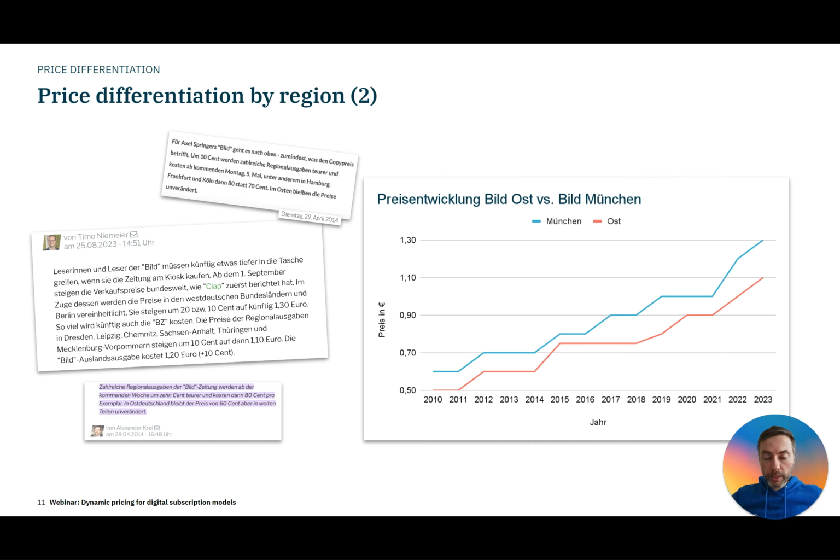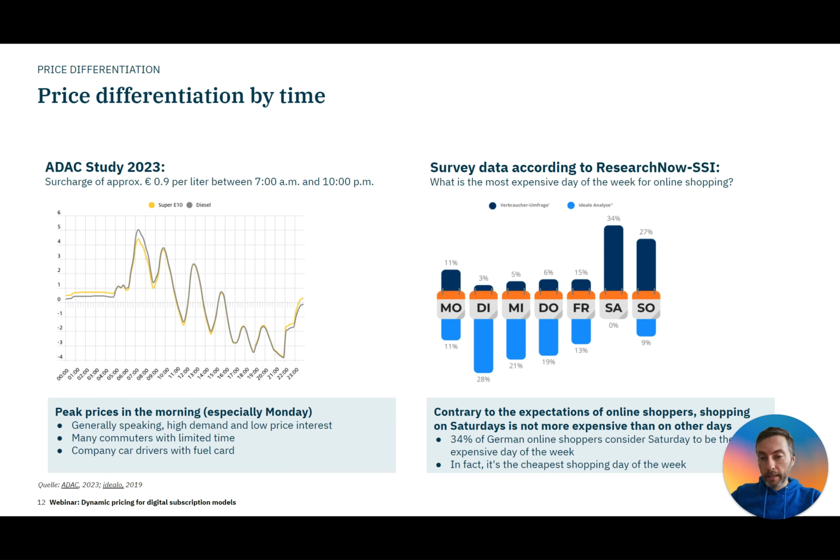You can also check on the left-hand side when you should gas up your car. You can see that the prices are usually highest in the morning and lowest in the evening. And also e-commerce companies are changing their prices every day. You can see a study from Idealo. You can see the upper bars, the dark blue bars, that people perceive that on Saturday prices are most expensive, but in reality it's Tuesday, the light blue bars. So this is an example that also online shops are changing prices basically every day.